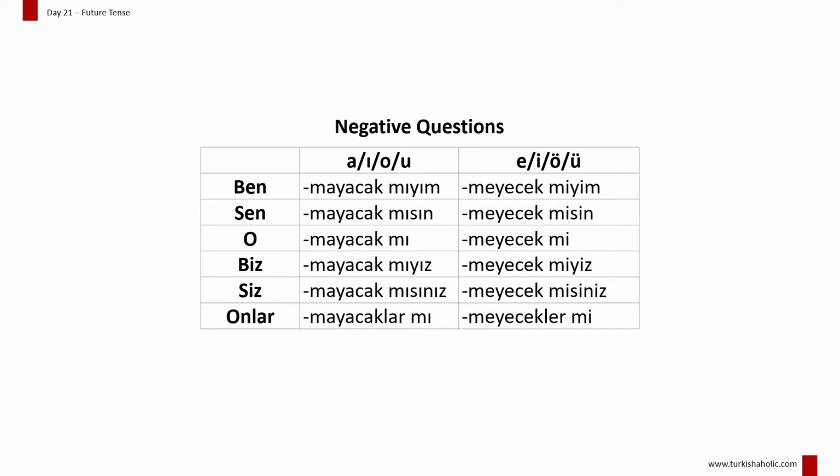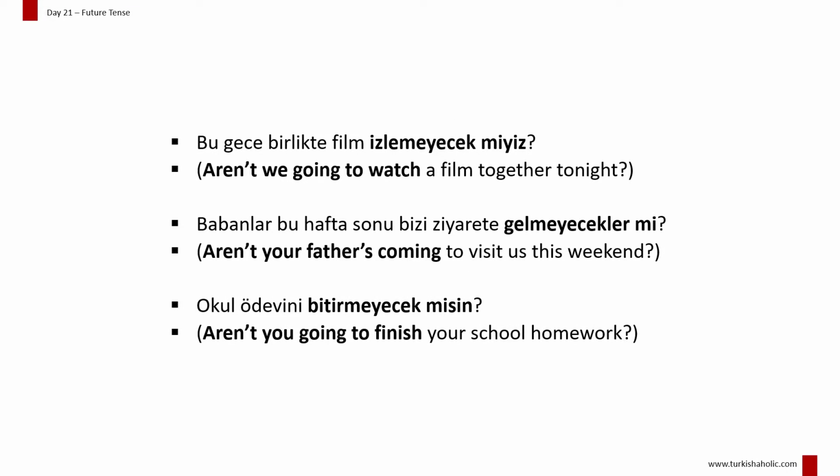Negative future tense questions are made by simply adding the ma, me before the ecek, acak suffix. The rest of the question sentence stays the same. Let's see some sentence examples. Bu gece birlikte film izlemeyecek miyiz? Babanlar bu hafta sonu bizi ziyarete gelmeyecekler mi? Okul ödevini bitirmeyecek misin?